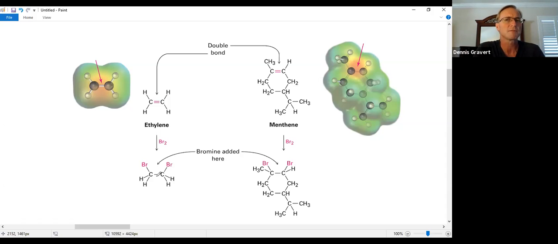But wait, carbon has to bond 4 times, so then what happens? Each carbon then attaches to one of the bromines. That's the fundamental property of an alkene. All alkenes do this. So in class, in a future video, we will talk about this reaction. And I'll say you need to memorize it. So students say, okay, 2 C's with 4 H's double bonded becomes 2 C's, 4 H's, and 2 bromines.